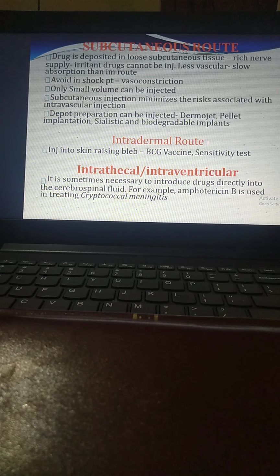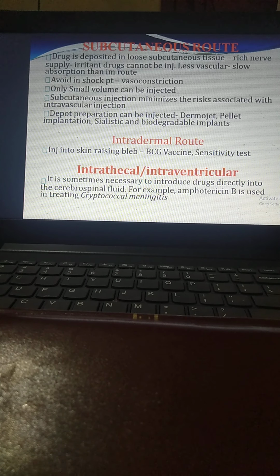You have the intradermal route: injection into the skin, raising a bleb. The BCG vaccine is given this way, and sensitivity tests, like we do in tuberculosis, and sensitivity tests for antibiotics. So the BCG vaccine we give by the intradermal route.